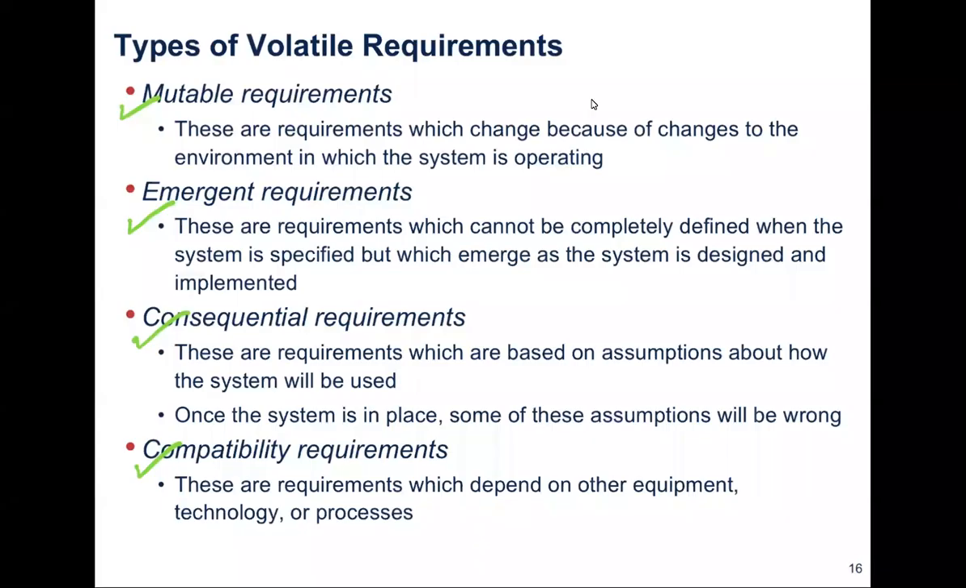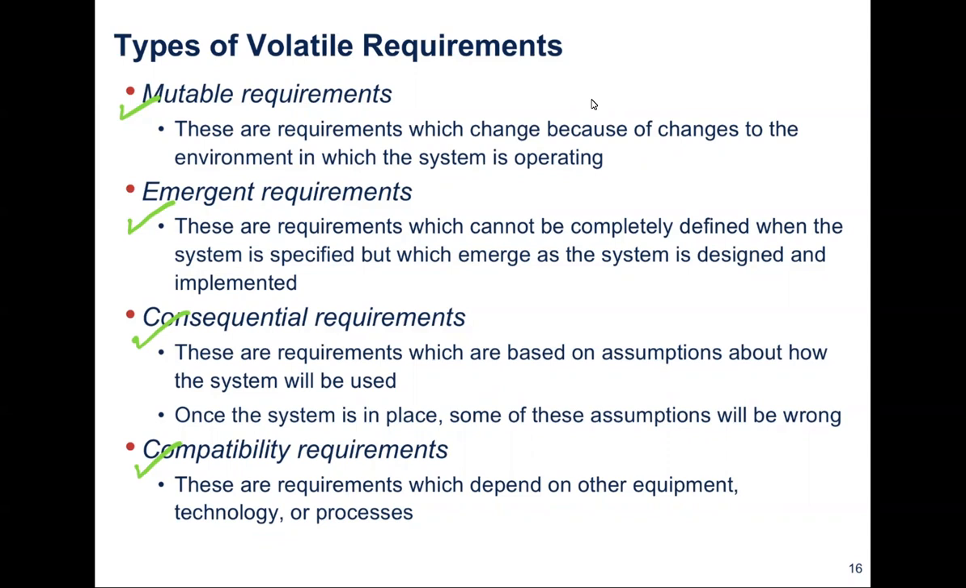Let's see what are the main types of the volatile requirements. It could be mutable requirements, or emergent requirements, or consequential requirements, or compatibility requirements. What are mutable requirements? These are those requirements which change because of changes to the environment in which the system is operating. That's why we call them mutable.